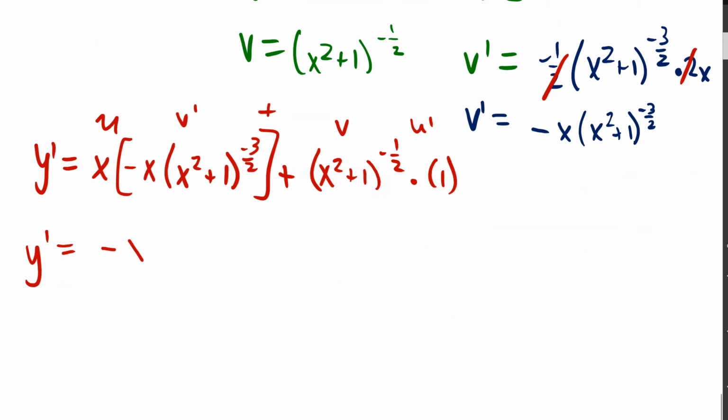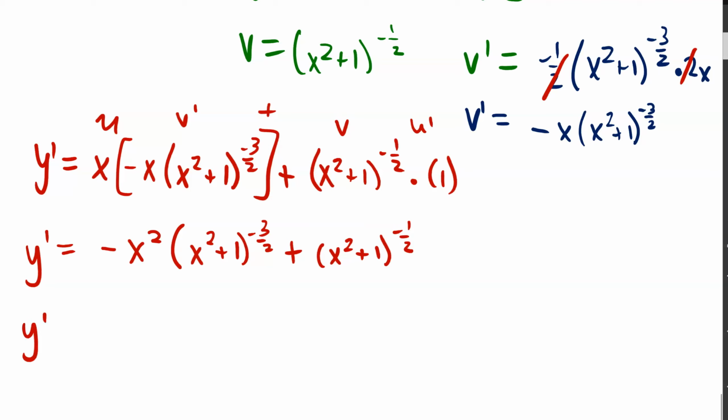Okay, so I have negative x squared times x squared plus 1 to the negative 3 halves, plus x squared plus 1 to the negative 1/2. So tricky part 1 was finding the derivative of my v using the chain rule. Tricky part 2, the ultimate sequel, is right now. What can I factor? Think to yourself. We see we can factor out x squared plus 1, but what power? Negative 3 halves.